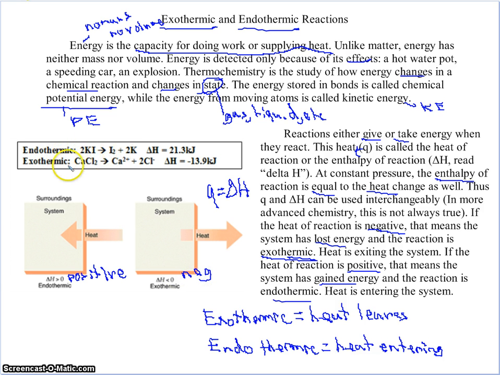And let's look at this. So this is a reaction. Endothermic, 2KI goes to I2 plus 2K. Delta H, okay, positive, so that's like this one right here. And then exothermic, that's like this one. CaCl2 goes to Ca2+ plus 2Cl-. Delta H is negative, so heat is leaving the system.